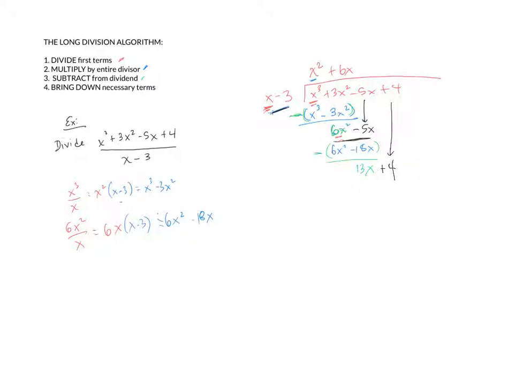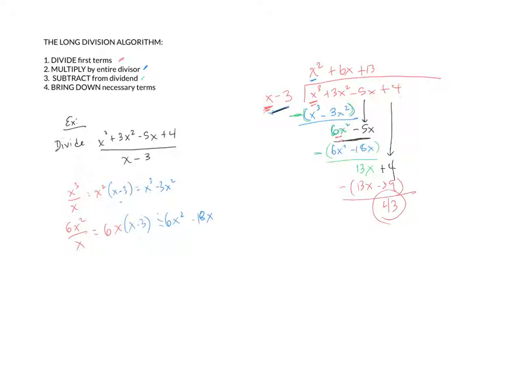So 13x divided by x is 13. 13 times x minus 3 is 13x minus 39. When I subtract that, that would give me 43. And I have nothing left to bring down. So this number that I'm left with is my remainder. Now, when you were doing long division as a kid, you might have written something like R43. We're going to do the grown-up thing here.